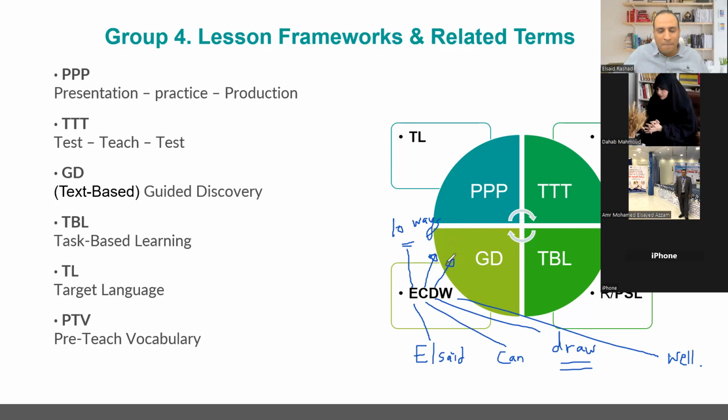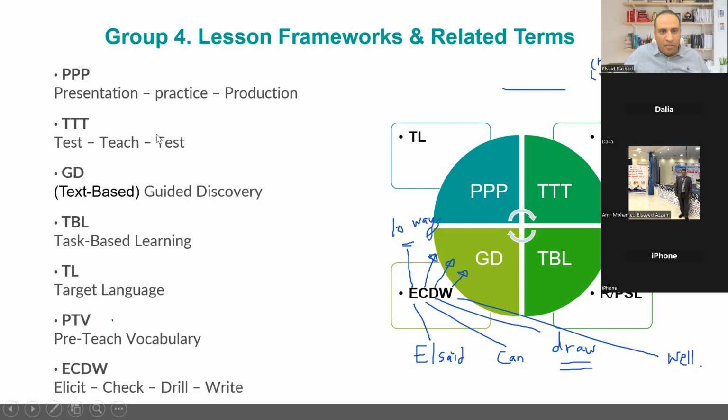D is drilling. You say the word, you put it in a sentence, and you drill it in a sentence. You ask students to repeat after you, chorally and individually. Then after that, you highlight the stress on the word. You put the word and then you ask them how many syllables it has. Where is the stress? Is it on the first syllable, the second syllable? You ask them what part of speech it is. Is it a noun? Is it a verb? Is it an adjective? And so on. So these are terminologies about frameworks.